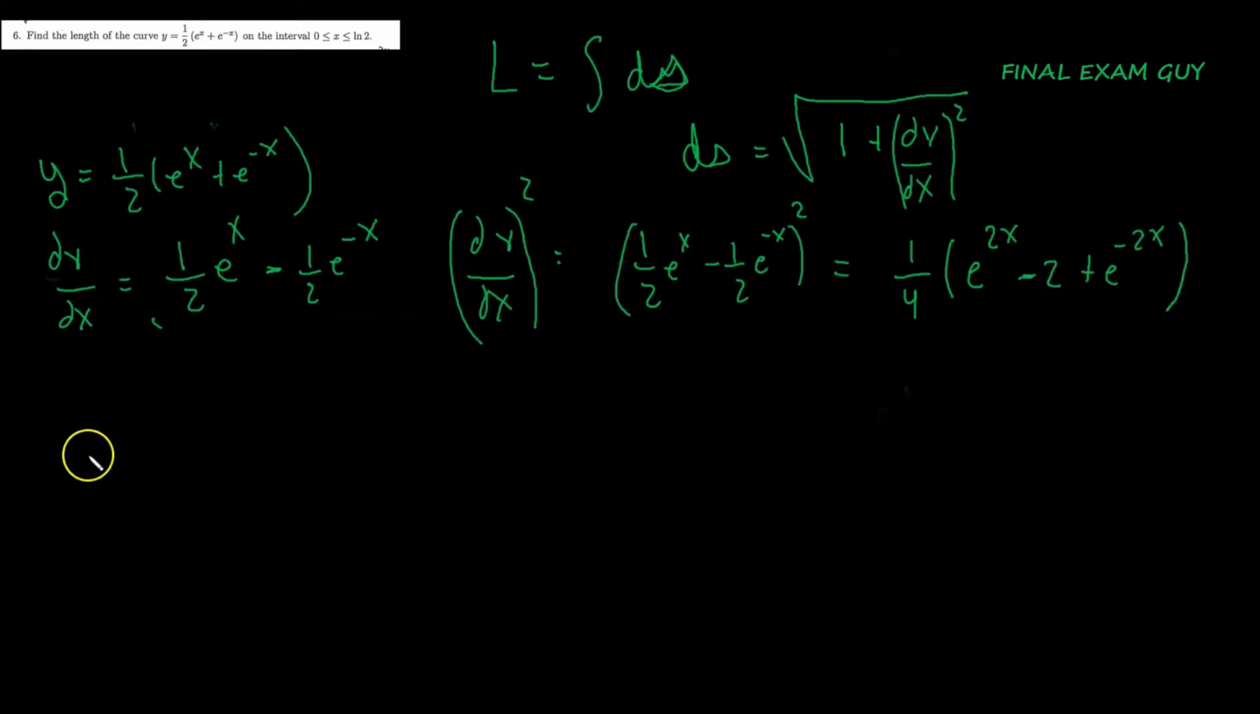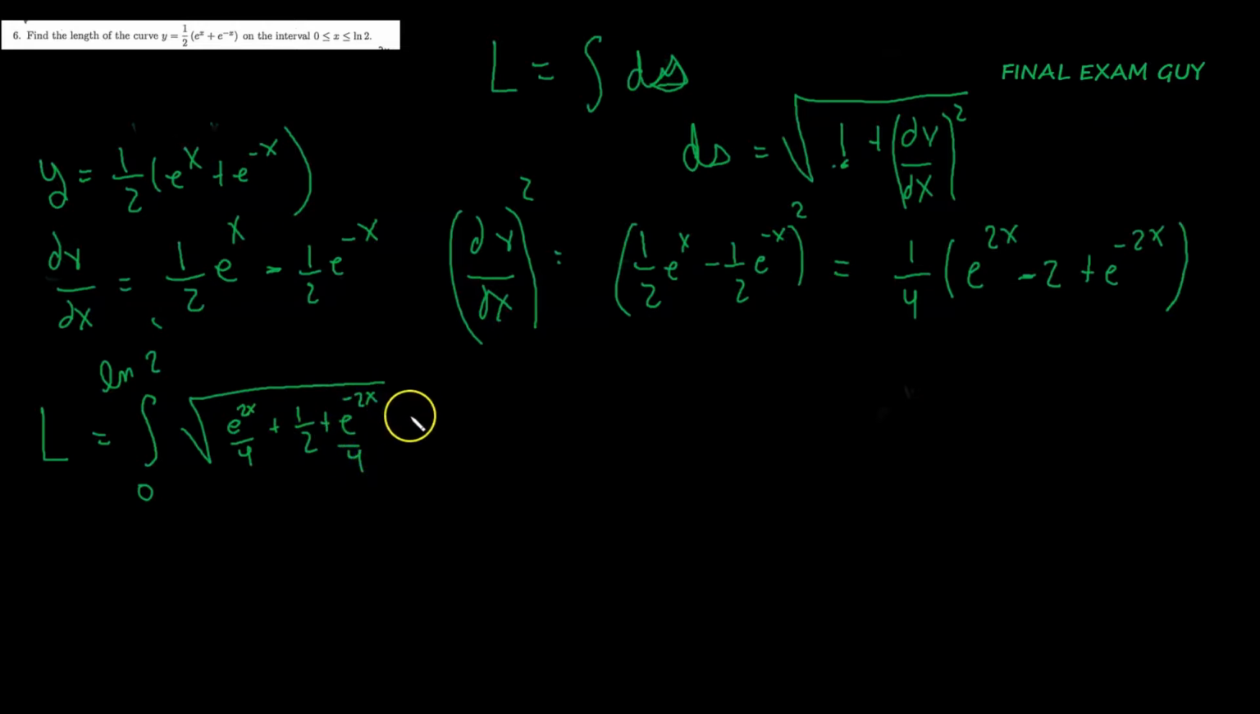Okay, so if we go ahead and distribute this and then apply the formula, L is equal to the integral from 0 to ln 2 of the square root of... If I distribute this and then add this 1 over here, I'll get e^(2x)/4 plus 1/2 plus e^(-2x)/4 dx.